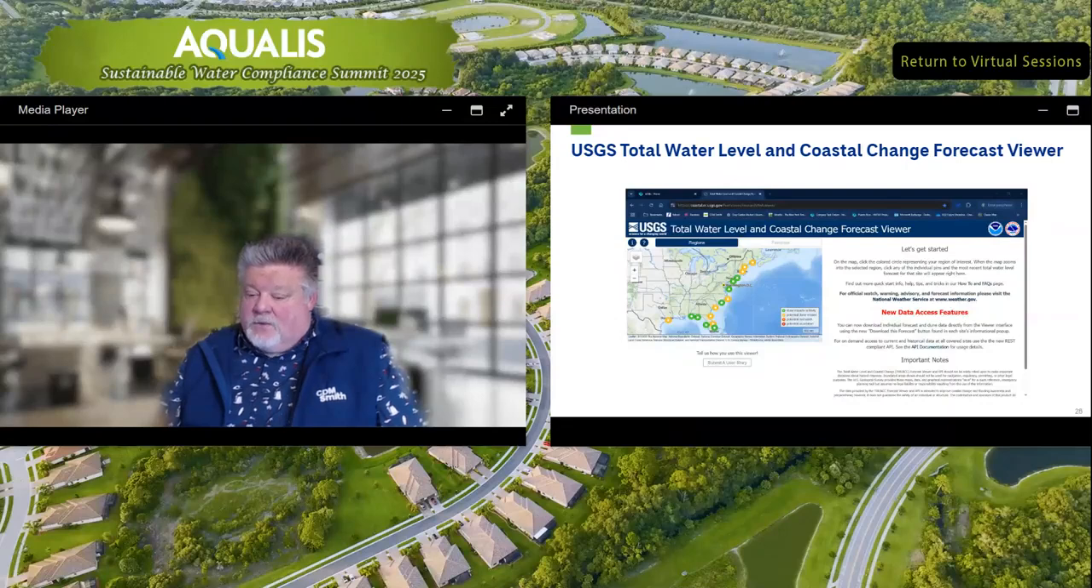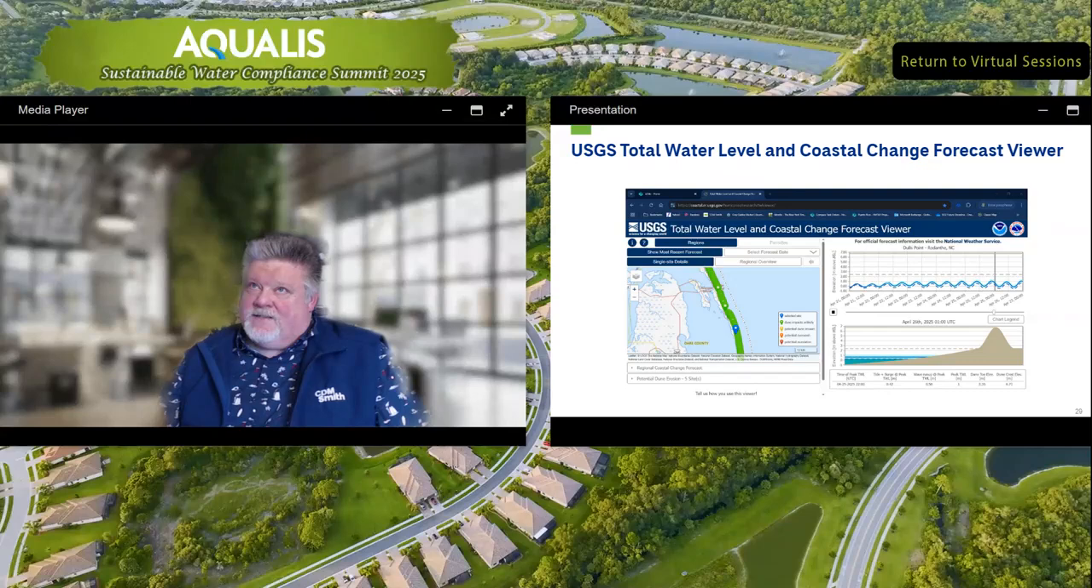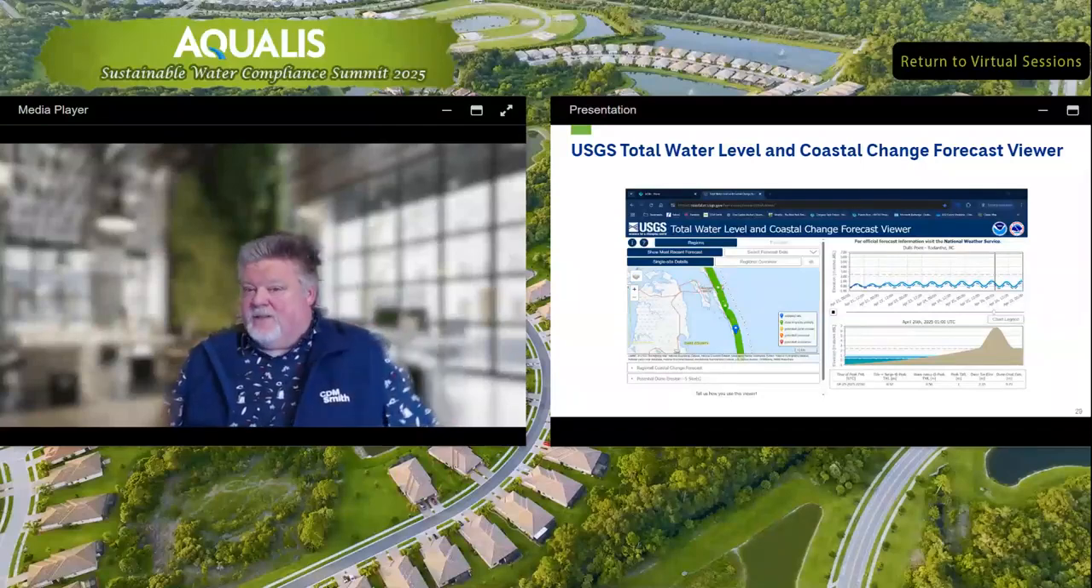Another data set that the USGS provides is the total water level and coastal change forecast viewer. Instead of looking at it in plan form, you're looking at it now in the cross-shore profile. It's a 6-day forecast, right? So this is great for planners and community members who want to understand what's at risk in the future. I've selected a portion of the Outer Banks around where Highway 12 sits.